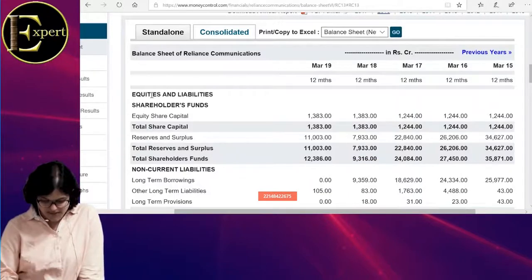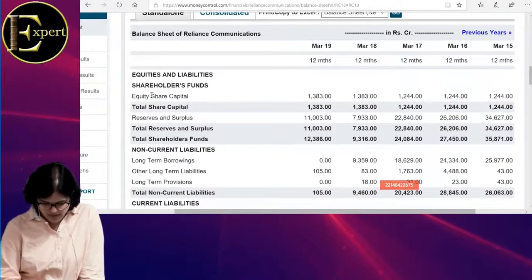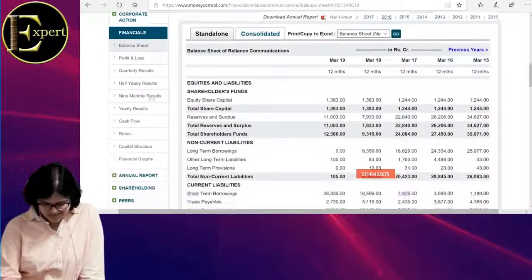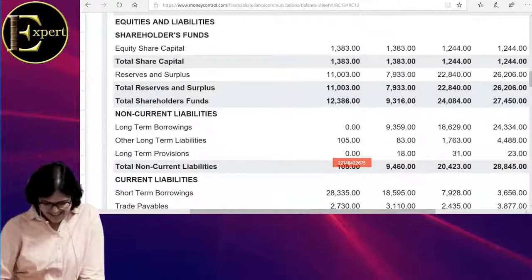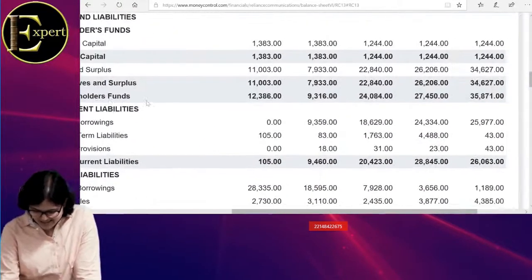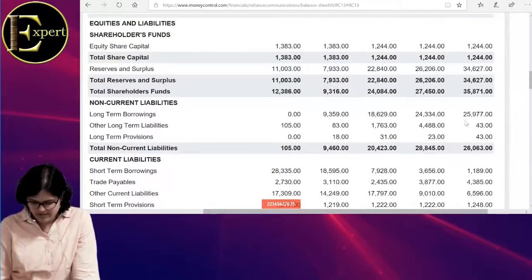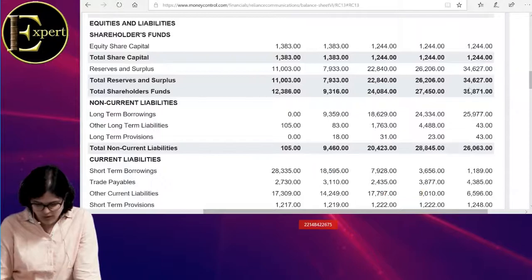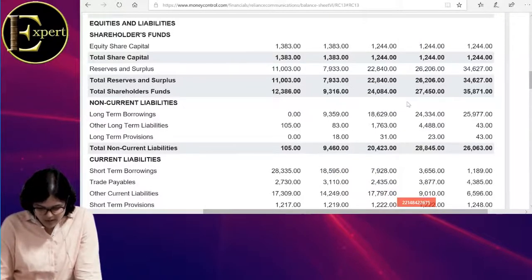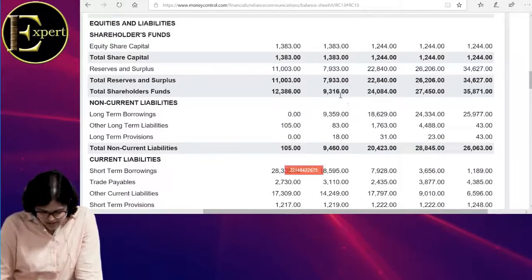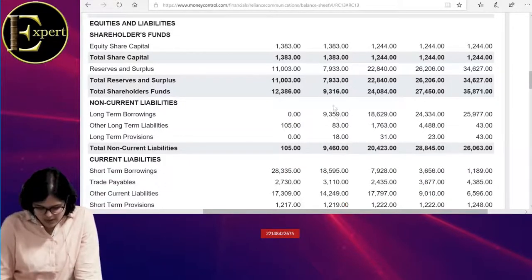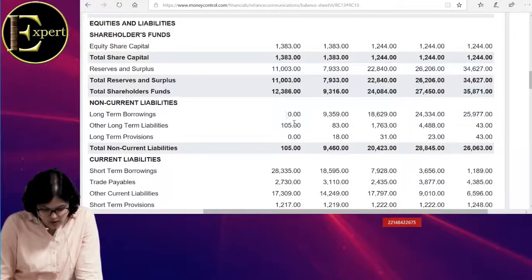And now I'll tell you what has happened first. Otherwise you'll say, wow, what a nice balance sheet. Now you'll see here. Wait. Long-term borrowings, 25,000 is to 35,000. Good ratio. This is also a good ratio. But continuously, now you're seeing that here long-term borrowings is 9,000, and here it has directly gone down to 0.